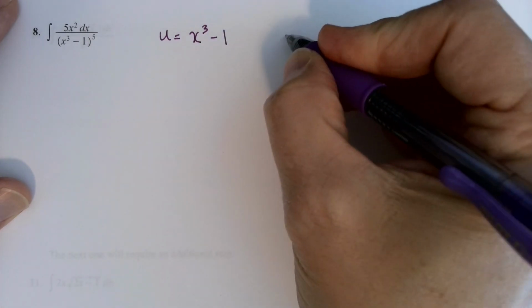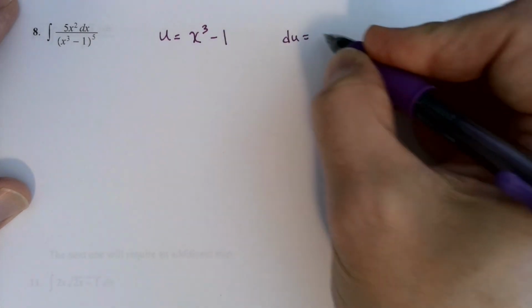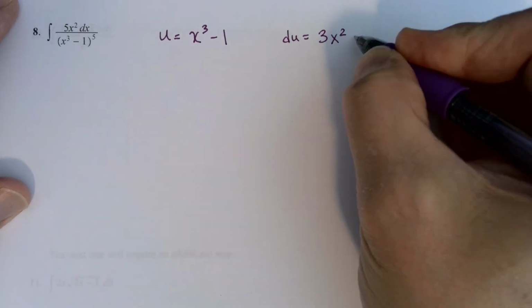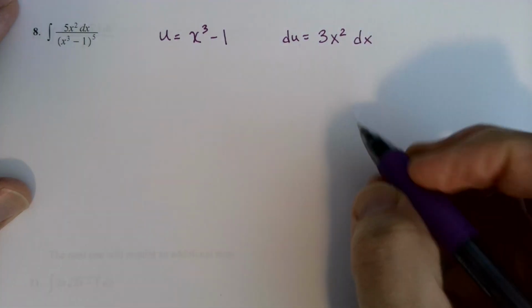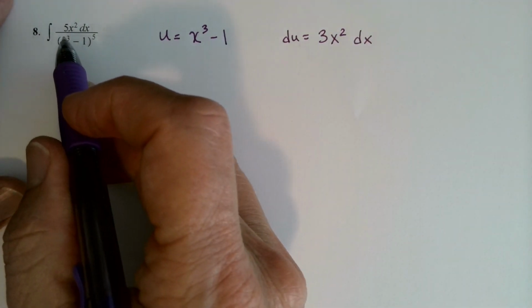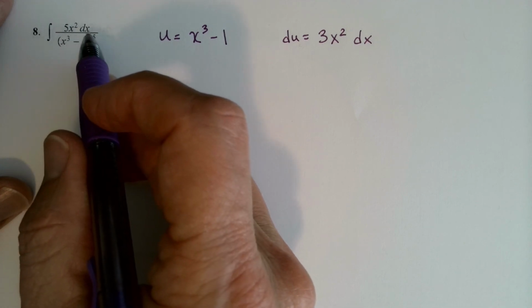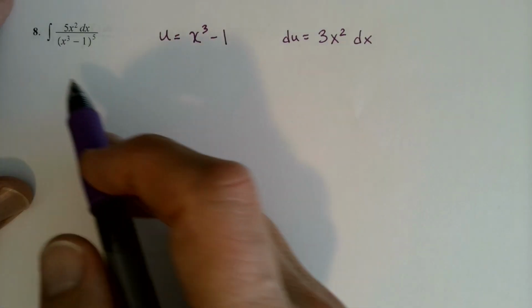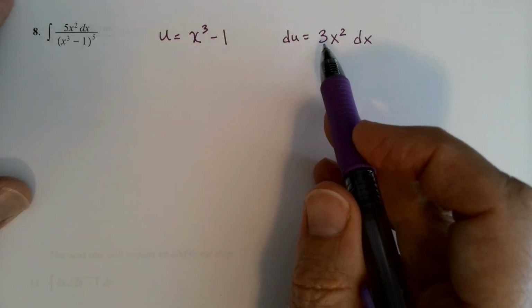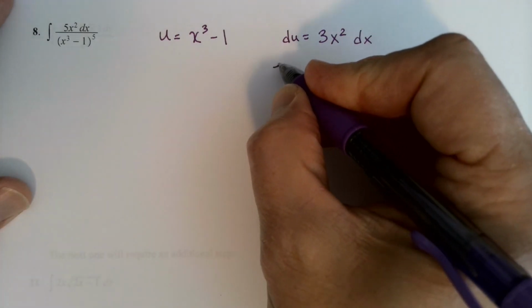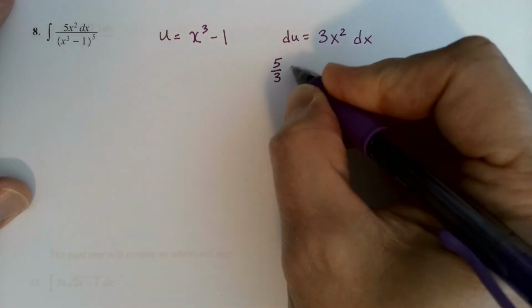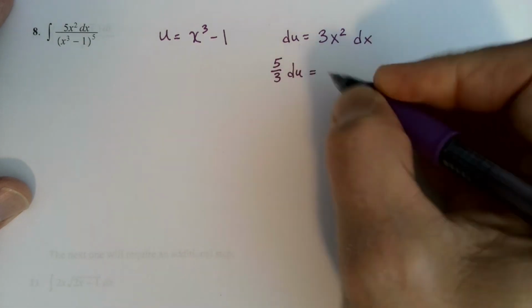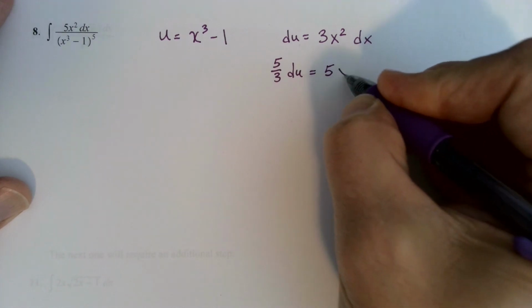So what's the derivative of x cubed minus 1? That's simply 3x squared. So du is 3x squared dx. Now I look back over here, I've got a 5x squared dx. Here I've got 3x squared dx. To fix that, to get a 5, what do I need to multiply 3 by to get 5? Well, the answer is 5/3. 5/3 of du. 5/3 times 3 is just 5.